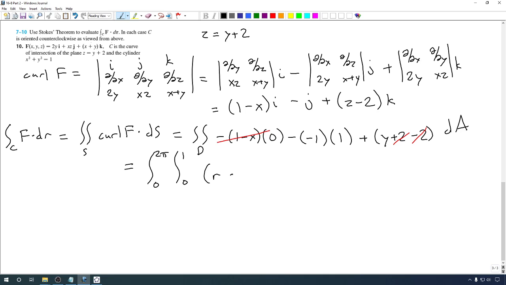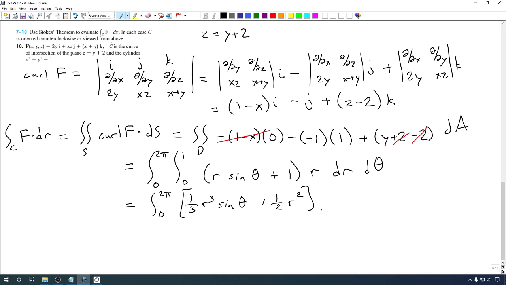Y in polar coordinates is r sine theta. 1, of course, is still 1. But we do need to multiply by an r dr d theta, because whenever we use polar coordinates, we have to put in the r. When we integrate with respect to r, keep in mind this r with that r becomes an r squared. So r squared, when we integrate it, we get a 1/3 r cubed. Doesn't affect the sine of theta, though. Then we have a plus r. Integral of that is a plus 1/2 r squared.